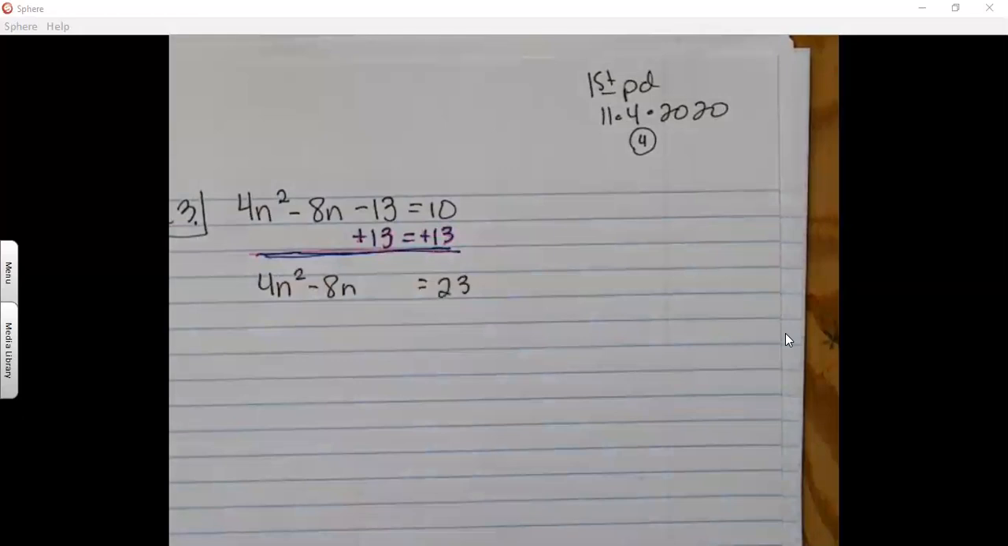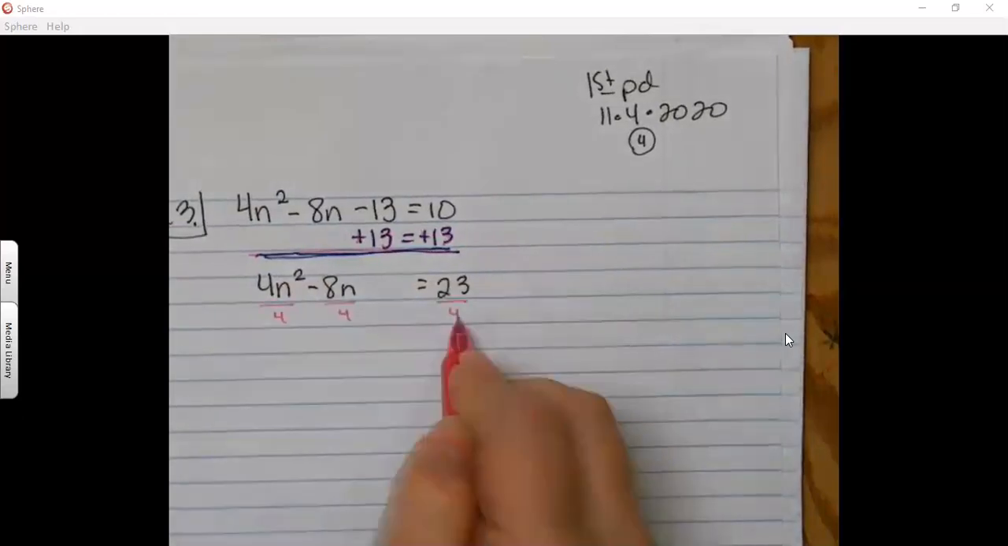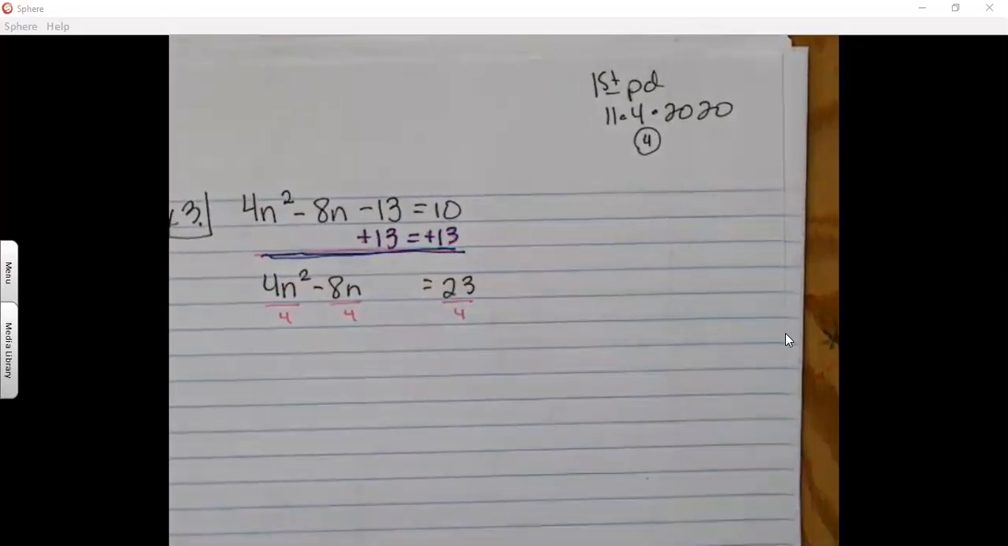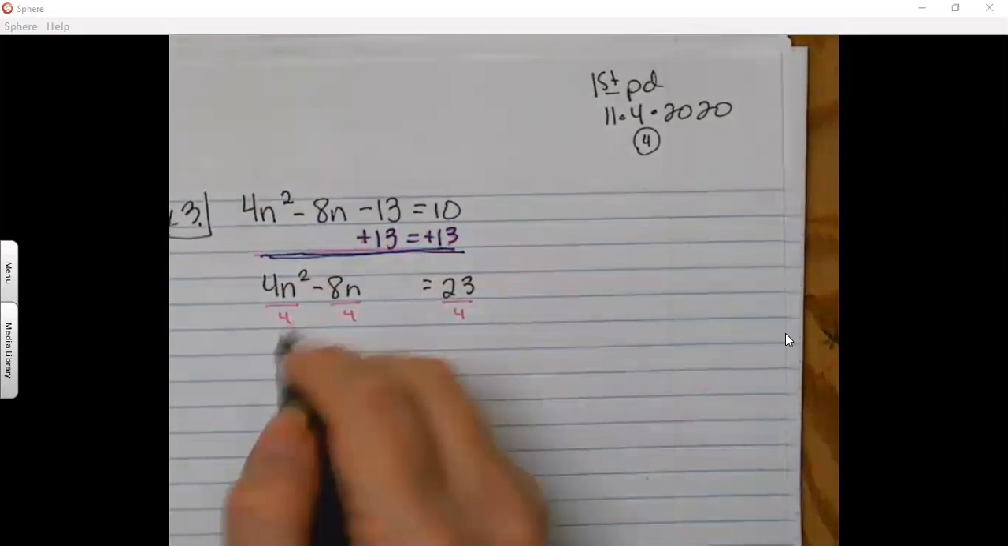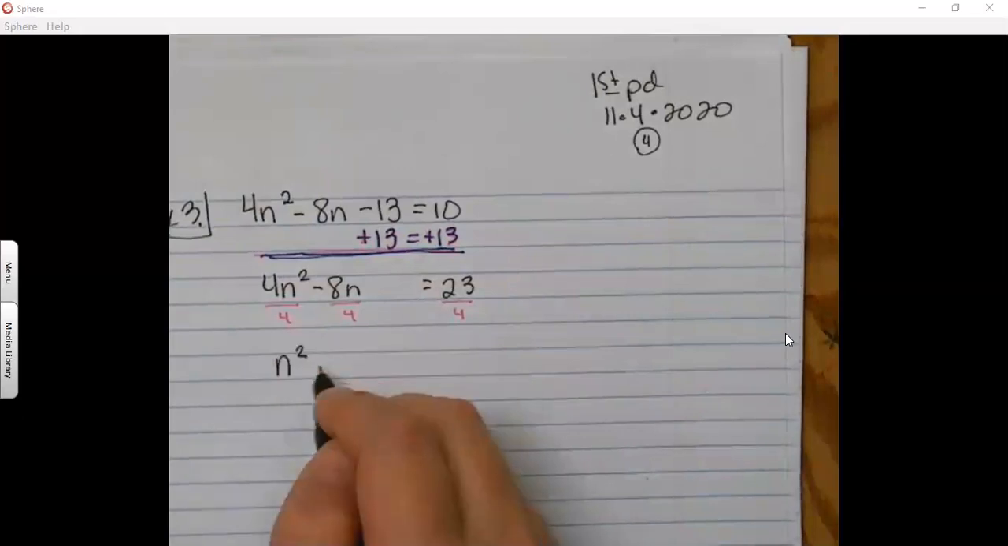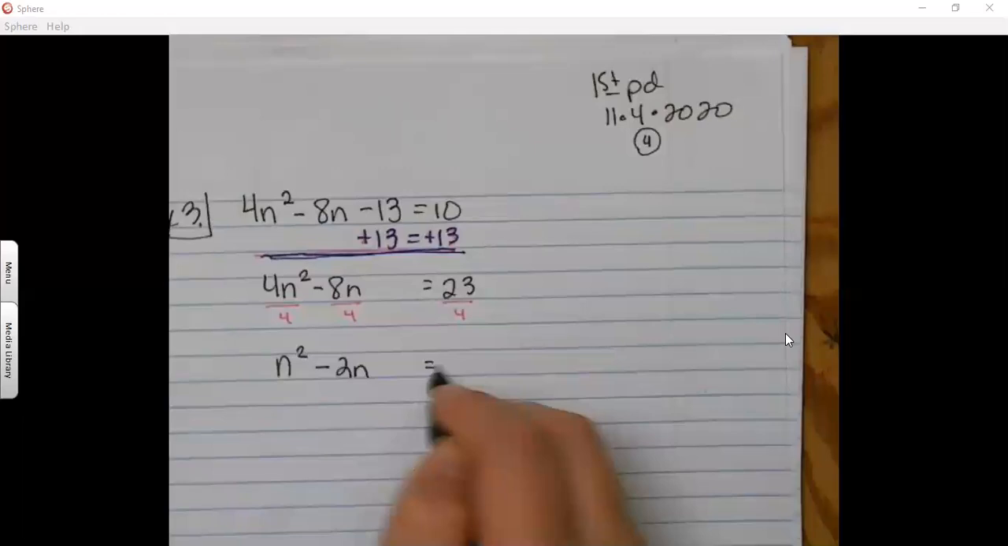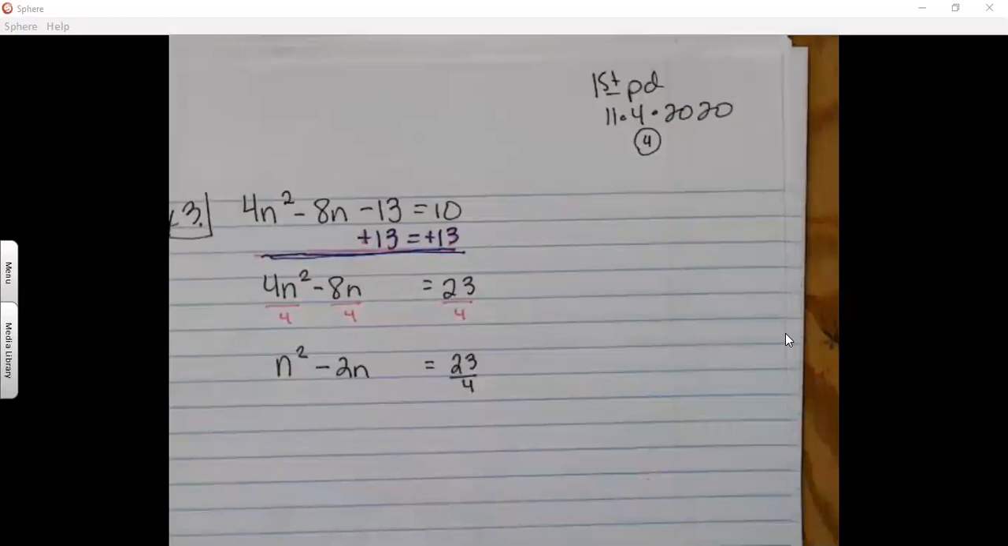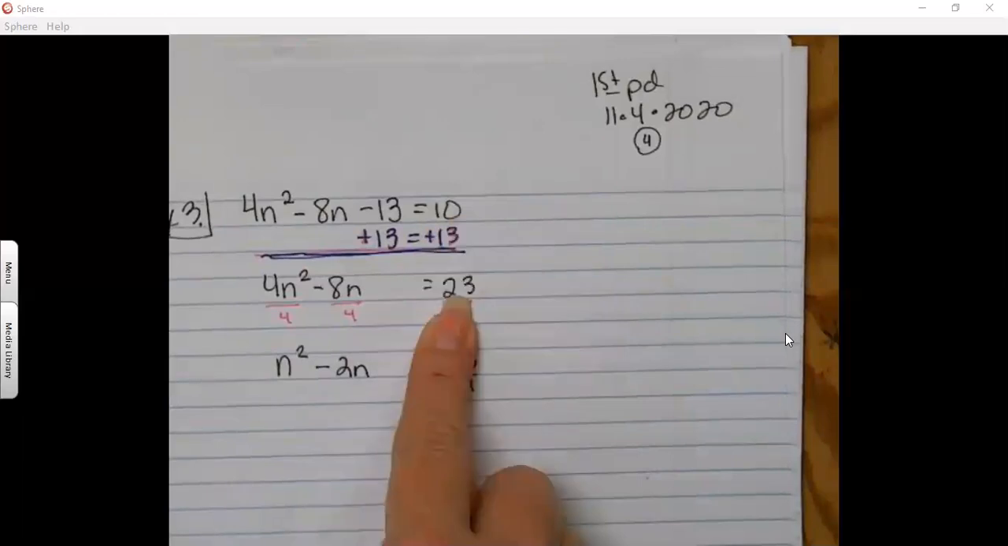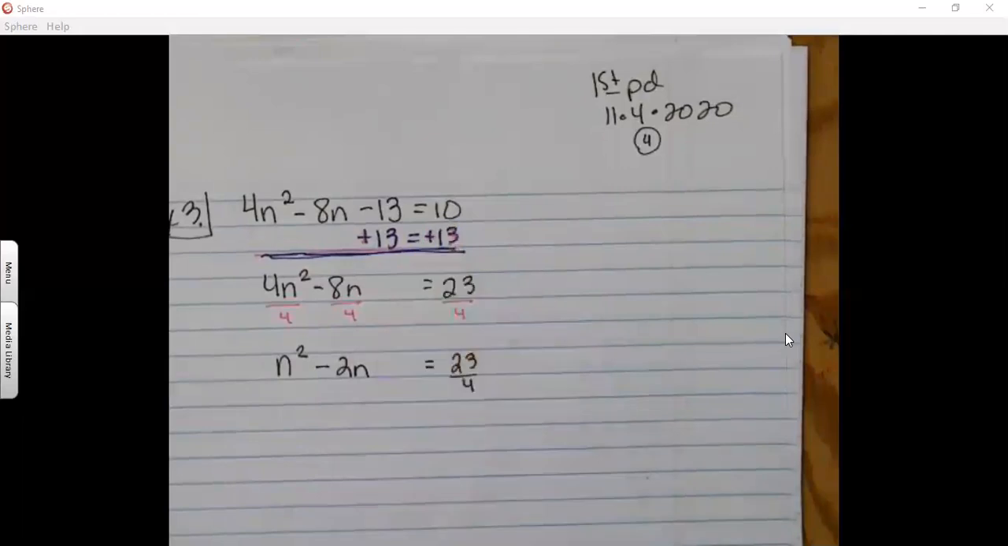Divide each term by A if A is not 1. So 4n squared divided by 4 is n squared. Negative 8n divided by positive 4 is negative 2n. And 23 does not divide by 4 evenly. We don't want to turn it into a decimal. You don't want to turn it into a mixed number. You can reduce it if you can, but 23 fourths can't be reduced. Say what? Oh, no. 10 plus 13 gave me 23, right? 10 plus 13, yeah.